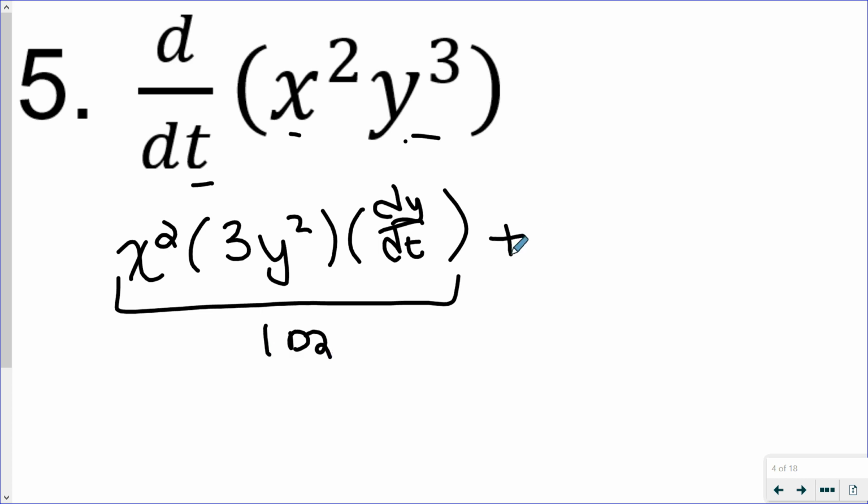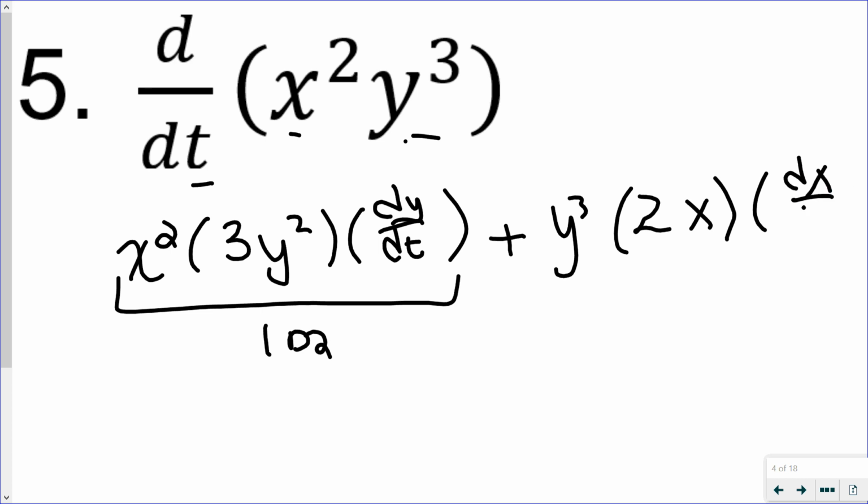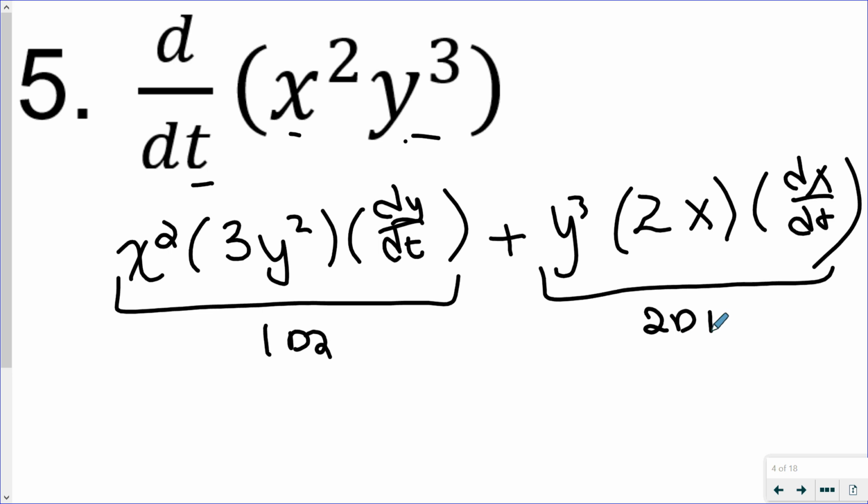To that, I need to add 2d1. So second function times the derivative of the first function, which would be 2x, and dx by dt. And this would be 2d1. And I'll just leave it like that for now, but you would tidy it up depending on the question.